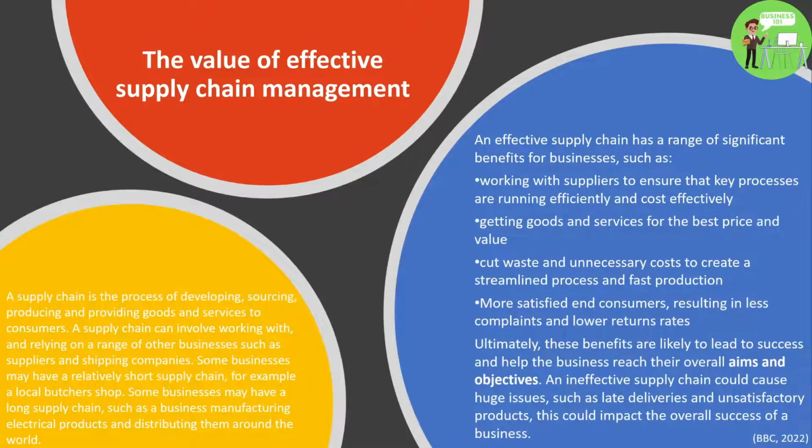The value of effective supply chain management. So a supply chain is the process of developing, sourcing, producing, and providing goods and services to consumers. A supply chain can involve working with and relying on a range of other businesses such as suppliers and shipping companies. Some businesses may have a relatively short supply chain, for example, a local butcher shop.